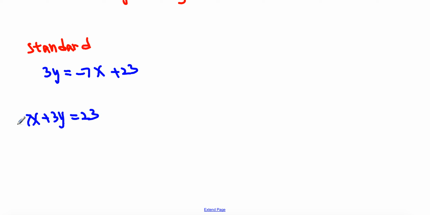Or I can write it in this way, or I can bring 23 onto the other side and set it equal to 0. Either way would be fine. So we get 7x plus 3y minus 23 equal to 0. Either way would have been okay.